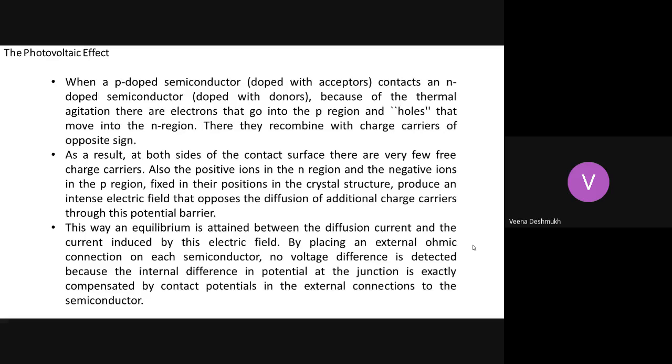Now there are two currents which are going to be present here. One, due to the motion of the charge carriers in the earlier phase, and second, due to this electric field which is produced. So by placing an external ohmic connection on each semiconductor, no voltage difference is detected because the internal difference in potential at the junction is exactly compensated by the contact potentials in the external connections. What exactly it means is that the equilibrium state which is attained no longer allows any potential buildup.